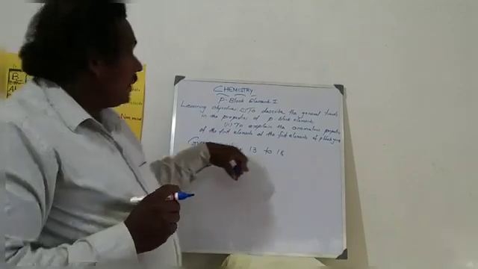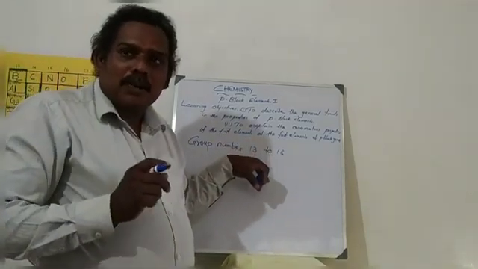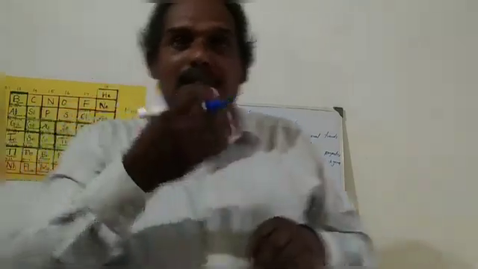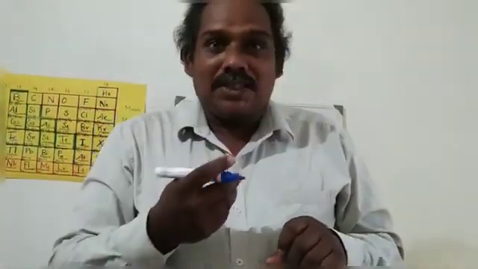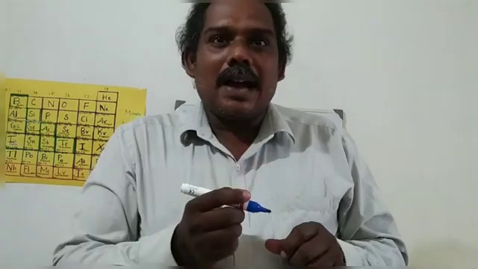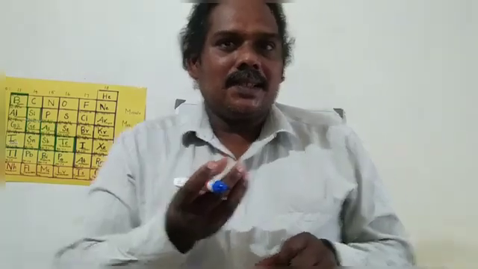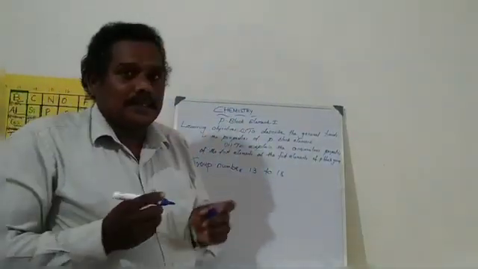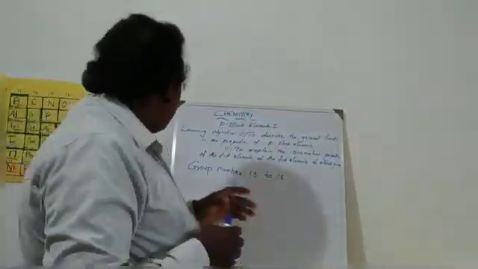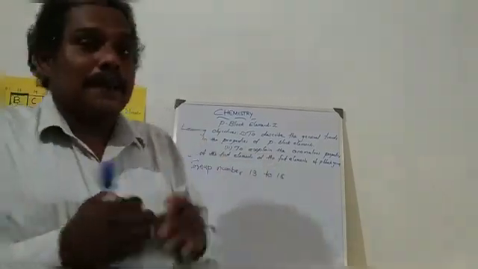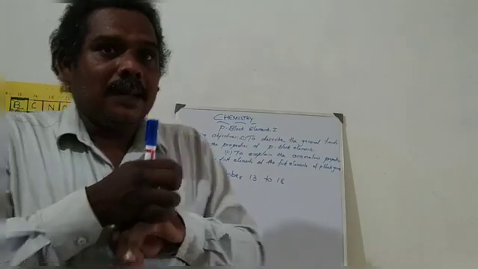The 13th group is called the boron family. The 14th group, the carbon silicon family. The 15th group, the nitrogen phosphorus family. The 16th group, the oxygen family. The 17th group, the halogen family, that is fluorine, chlorine, bromine, iodine. The 18th group, inert gas, noble gas. This block contains metals, non-metals and metalloids.